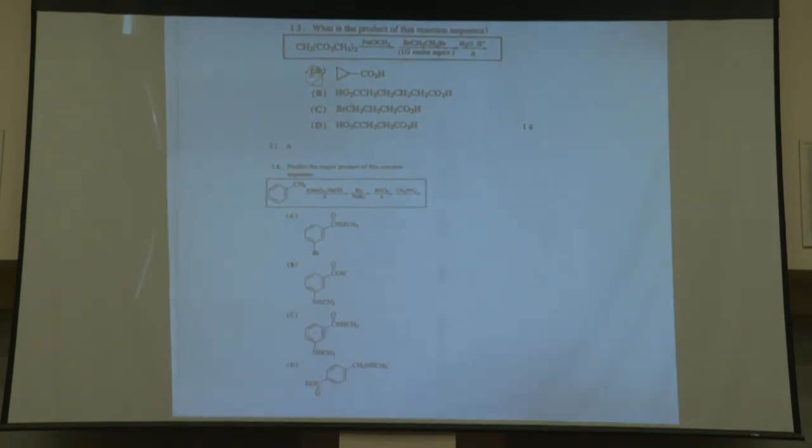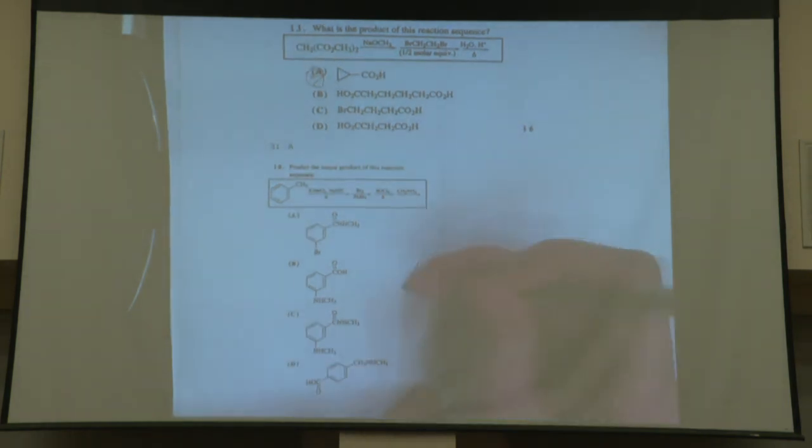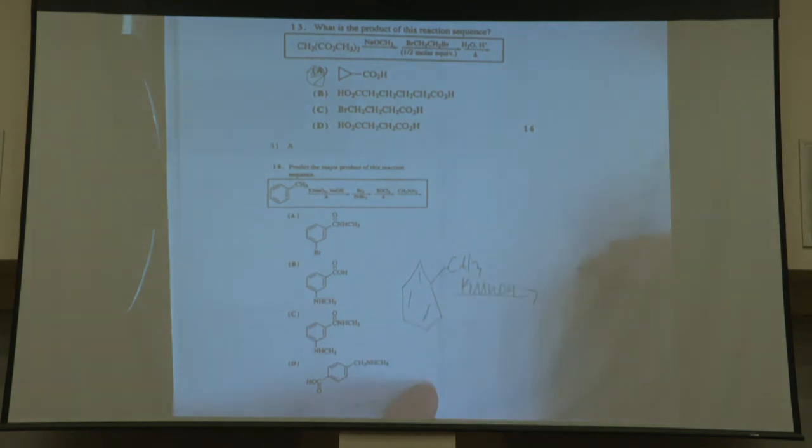So first we have the toluene, right? The benzene ring with the CH3 on it. And we're using KMnO4, NaOH, and heat. And what is that going to do? Exactly. It's going to give us our carboxylic acid in the benzylic position. Everyone that came to my STARC sessions knows this one. Bam, nice.